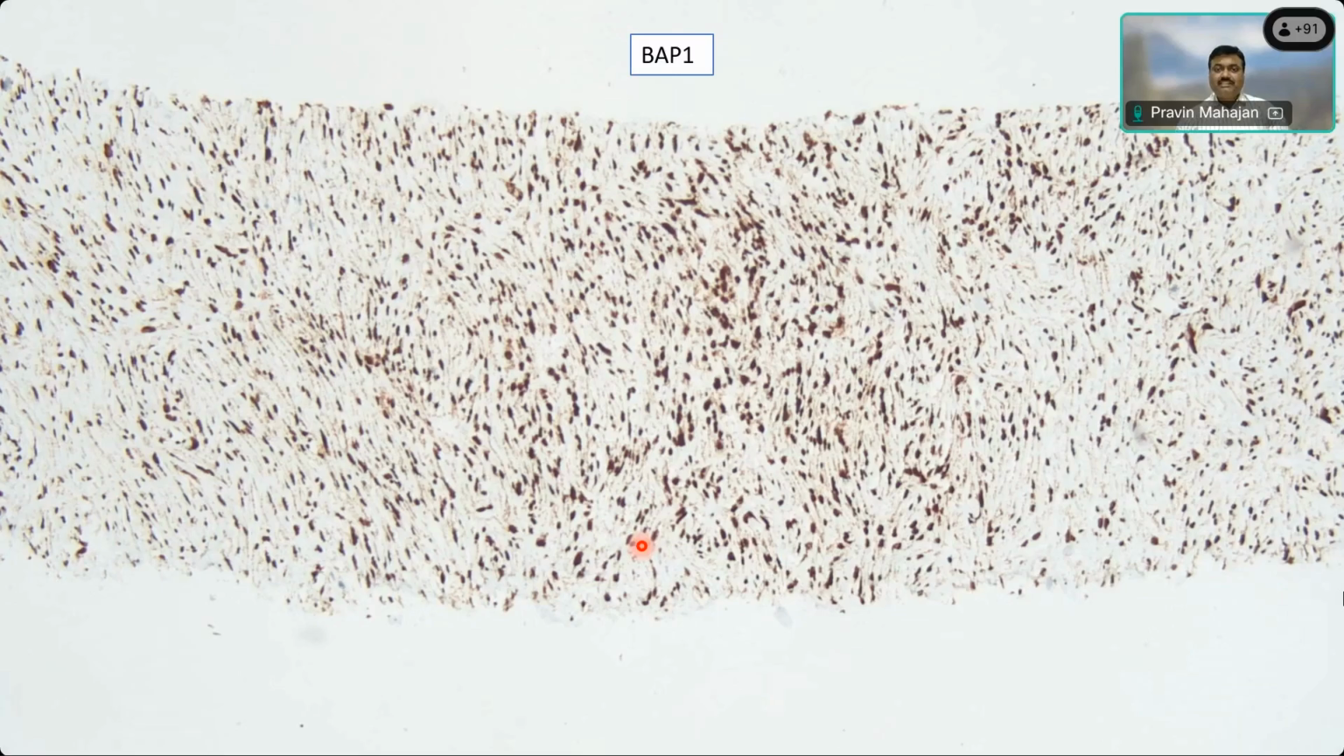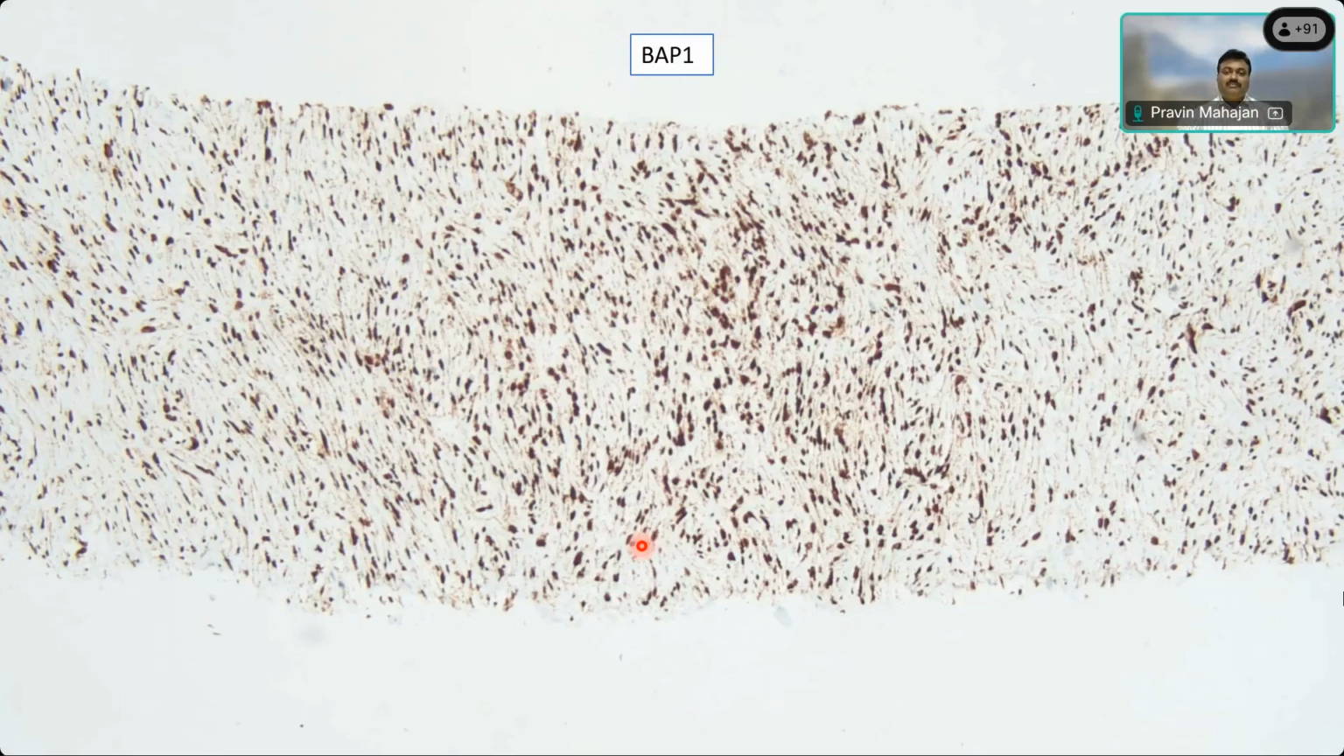Actually, the answer is it can still be mesothelioma, because BAP1 is not lost in 100% of mesotheliomas. In fact, it is only lost in 40 to 50% of the cases. It will differ between studies, but not all are lost. BAP1 is still retained here; you can still have a mesothelioma. You will still have to do the mesothelial markers to prove whether it is mesothelial or not.